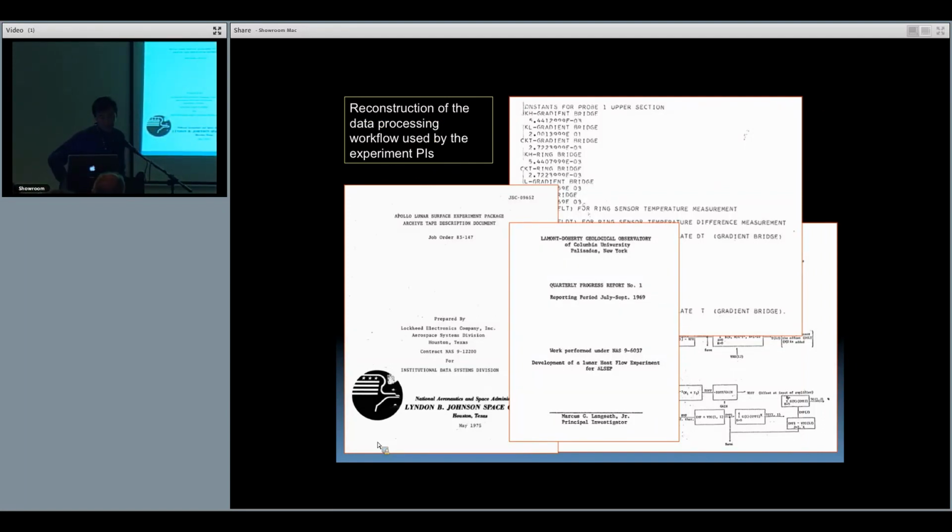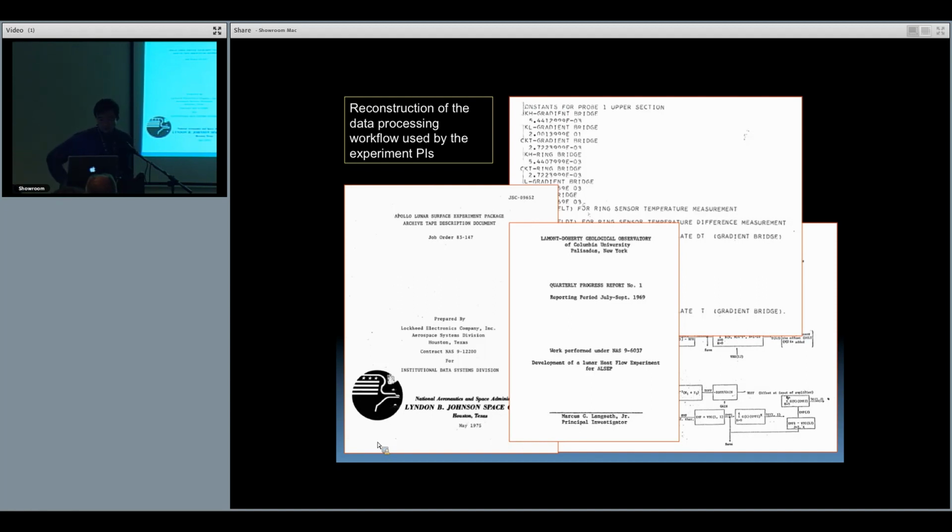So now we started going to the next step of actually reconstructing the data processing workflow used by the principal investigators. My interest is mostly heat flow, so I'm just going to use some of the heat flow data as an example. Many investigators, of course, did not write down the processing flow in detail in the publications, so we have to go back to all sorts of documents in terms of the heat flow experiment. The principal investigator, Marcus Langseth of Lamont, has been dead for the last 15 years, so I cannot call him up and ask him what he did, right?